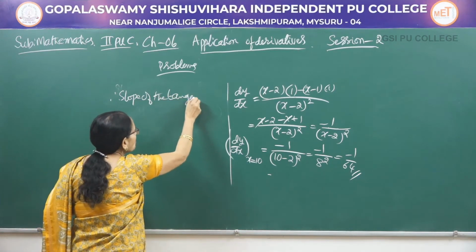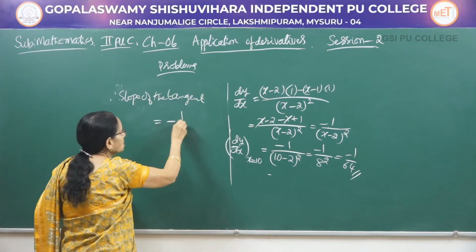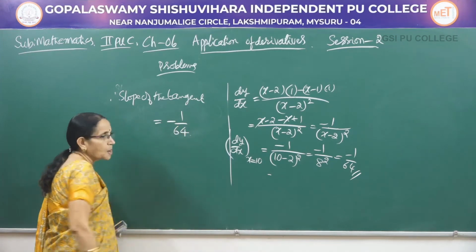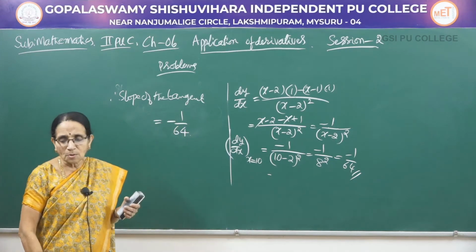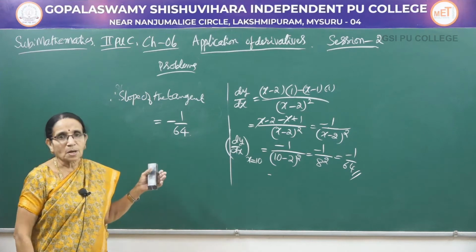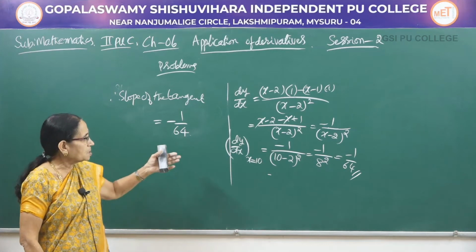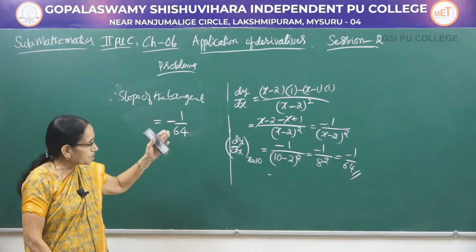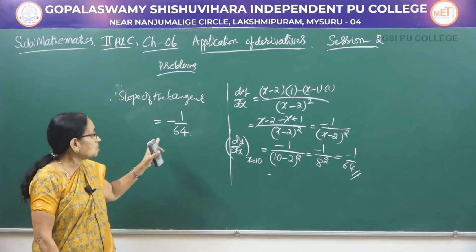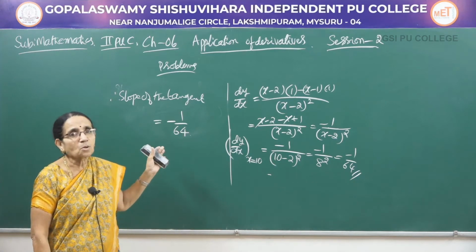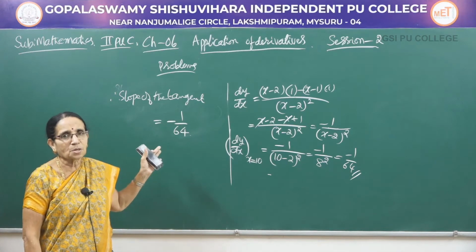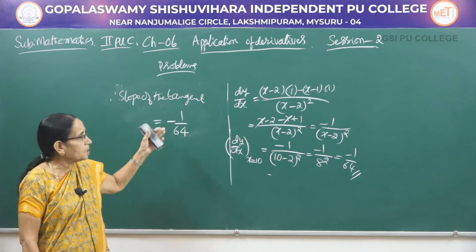Therefore the slope of the tangent is minus 1 by 64. It is expected only for a 1 mark question. Though for 1 mark the calculation is more, you cannot cut short the steps here. These calculations have to be shown. Don't do the calculation elsewhere and write only the value. Even for a 1 mark question, the calculation should be shown on the main sheet only.